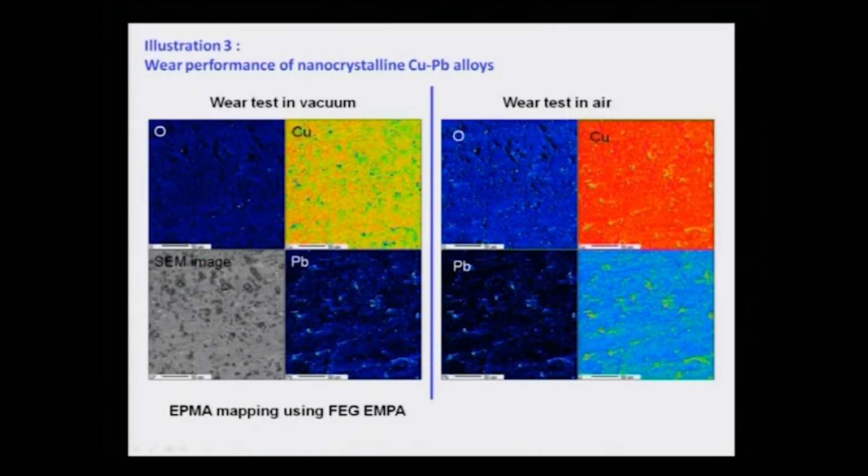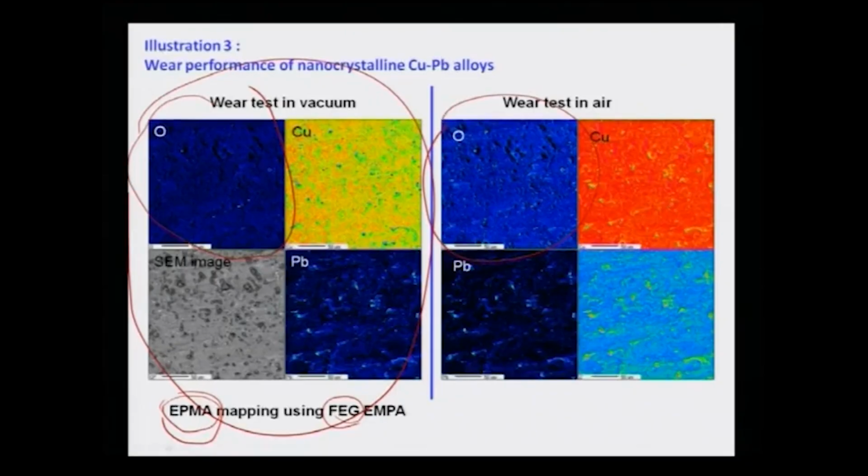To clarify it, one can even do a vacuum wear test and then map the elements using an electron microprobe analyzer. If you see, the oxygen presence on the sample tested in vacuum is very small, on the other hand, tested in air, the oxygen signal is very high. The other signals are copper and lead, which will be present predominantly on the sample. This is another important technique, the electron microprobe analyzer, which uses a field emission gun that can give us very high resolution.